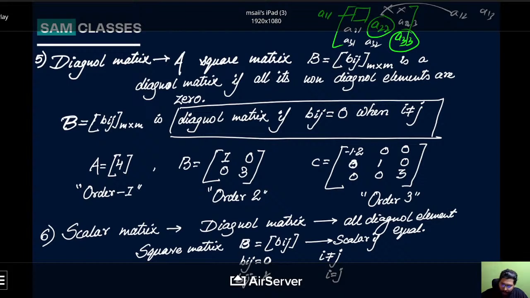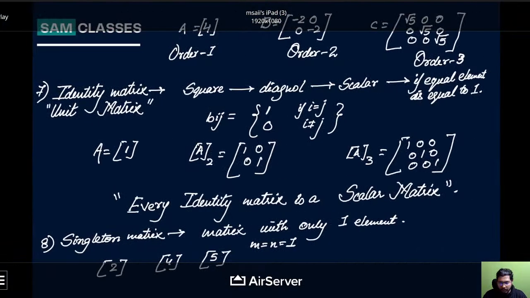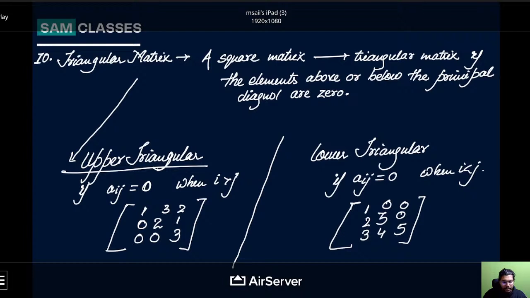Scalar matrix. First, a matrix has to be square, then it has to be a diagonal, and then if all the diagonal elements are the same, it becomes scalar. Now, once it becomes scalar, if each and every diagonal element is equal to 1, we call it identity. That's it, nothing more than that. Singleton means one element. Now what is triangular? The elements together form some triangle shape. They can form either an upper triangle or a lower triangle, whichever it is. Okay.